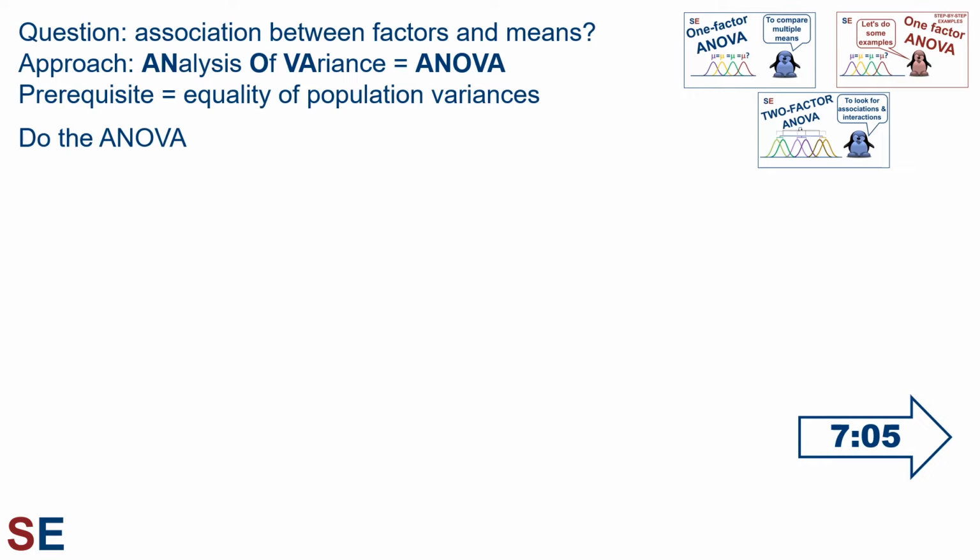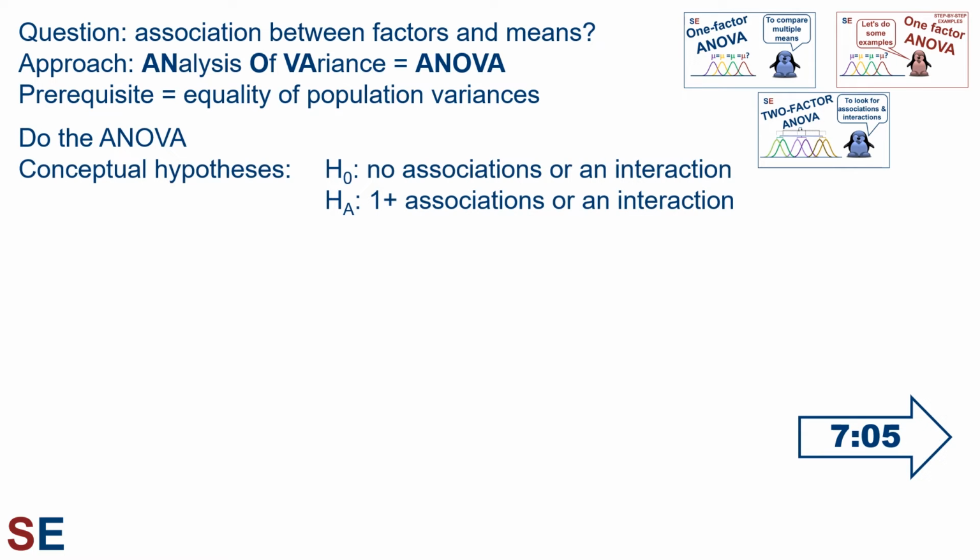Assuming you've stuck around, let's look at how we do the ANOVA in general. The ANOVA has a pair of conceptual hypotheses which illustrate the question we have about whether there are associations or an interaction between two factors we're looking at and the means of the groups with those factors. The null hypothesis is that there are no associations or an interaction, whereas the alternative hypothesis is that there is at least one genuine association or interaction.